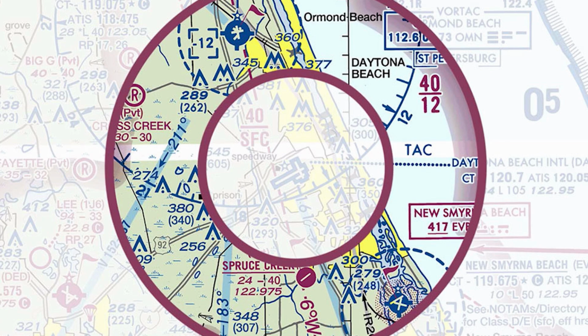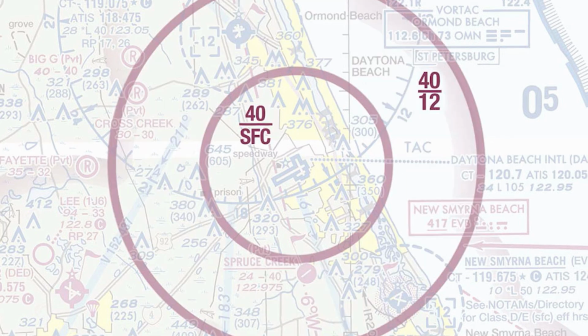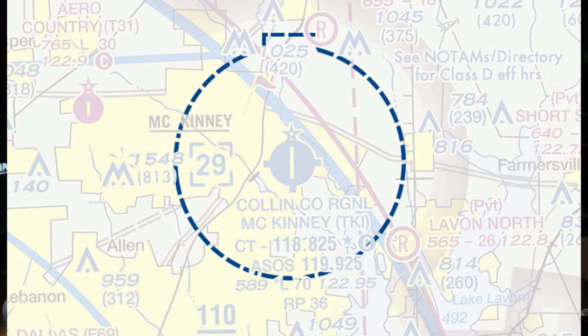Class C airspace is depicted as a solid magenta line, usually with two tiers, centered around airports with moderate traffic. Like Class B airspace, the vertical limits are marked on the chart. The inner circle typically extends from the surface to the specified altitude, and the outer circle starts at a higher altitude above the ground.